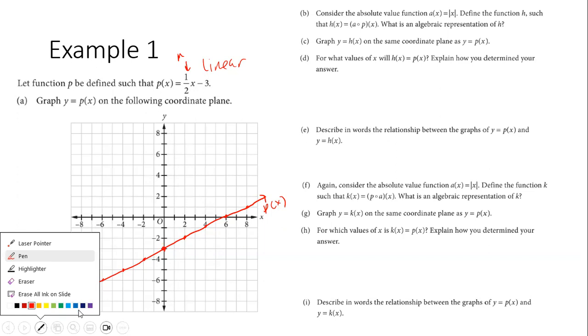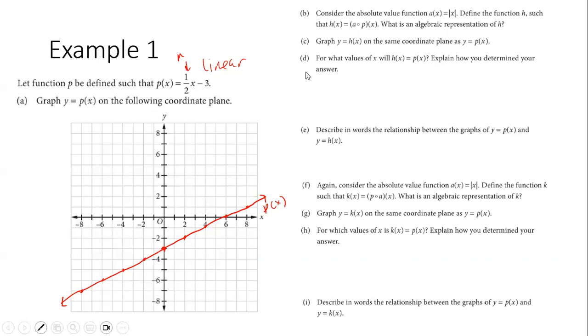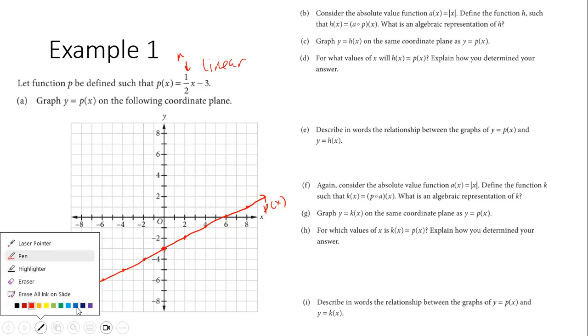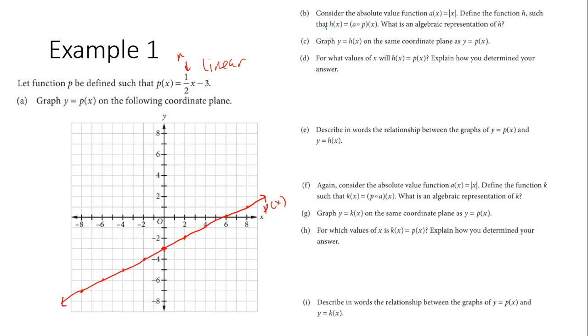All right. Now, let me hide my instruction bar here. It says consider the absolute value function a of x equals absolute value of x. Define the function h such that h of x equals a composed of p of x. What is an algebraic representation of h? So it wants us to make a new function, and that new function is going to be h of x. H of x equals a composed of p of x. That means a with p of x substituted in, correct?